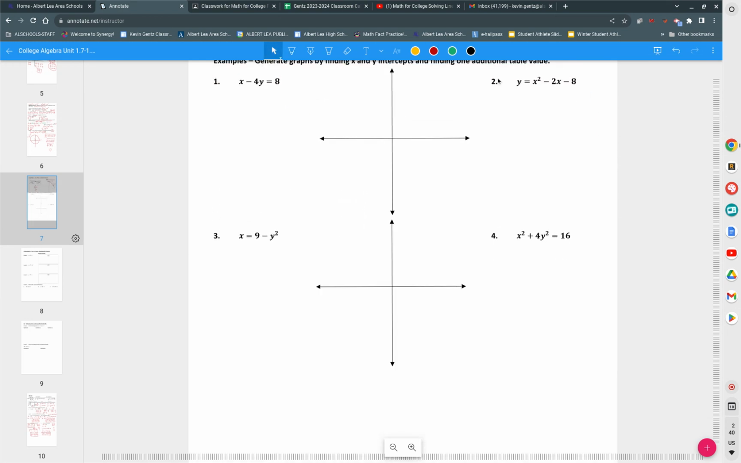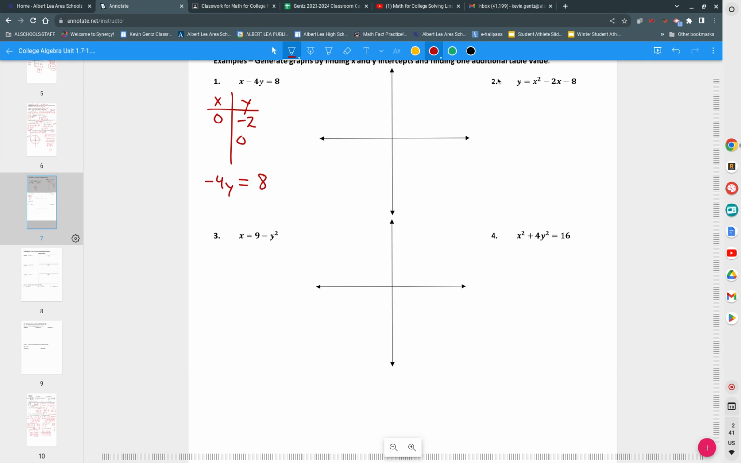The first one, anybody know what shape that makes? Hint, it starts with an L. It makes a line. I know that because both are to the first power. I have x and y, 0 and 0. So if I plug in 0 for x, notice I get 0 minus 4y, which is negative 4y is equal to 8. So what is my y value? Negative 2. That's your y-intercept. That quick.